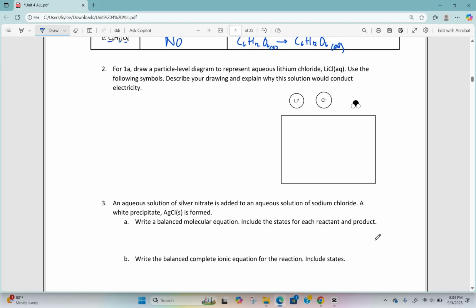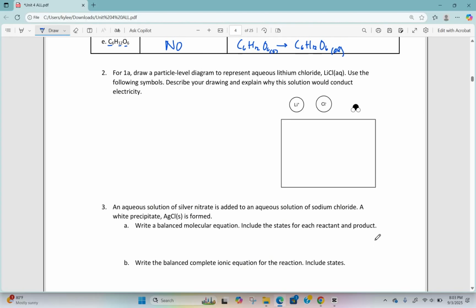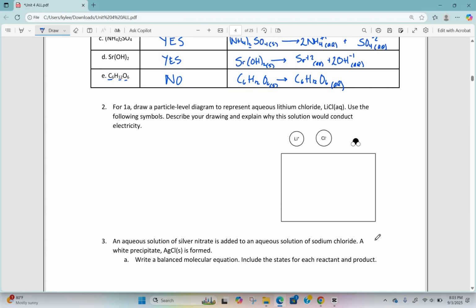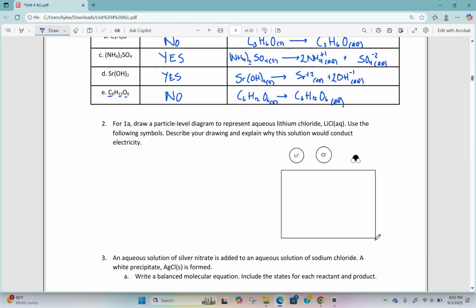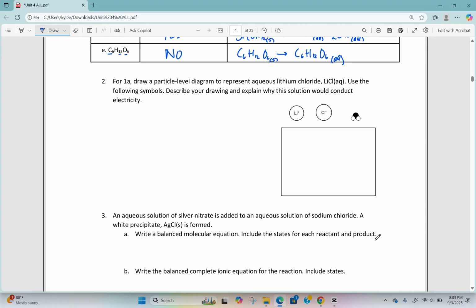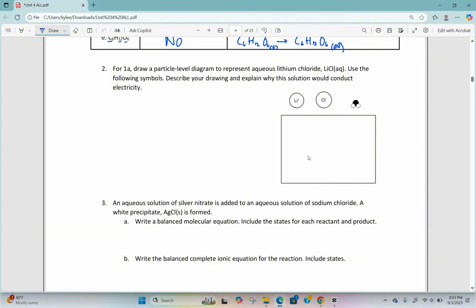So on our next example, it says, draw a particle level diagram to show lithium chloride in solution, and then describe why this solution would conduct electricity. So what they want us to draw is lithium, and they want us to draw the water molecules around it. So lithium being a positive charge, I'm going to have the negative side of my very polar water molecule, which is the oxygen side, face towards the lithium. And it didn't say how many to draw, so I'm just drawing a few. So the oxygens should all be facing towards lithium.